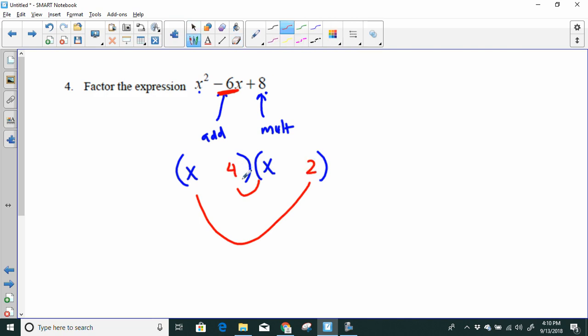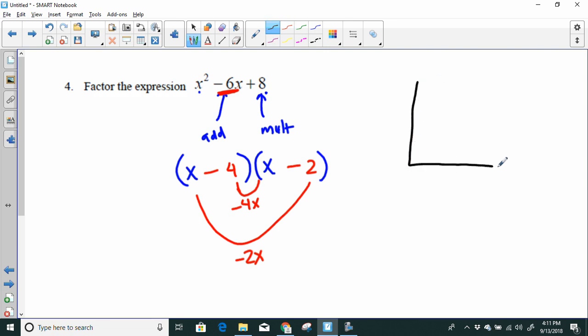4 times 2 is 8. If I multiply out, I get 4x and 2x. So for these to combine to negative 6, they would both have to be negative. So that's one way to do this problem.